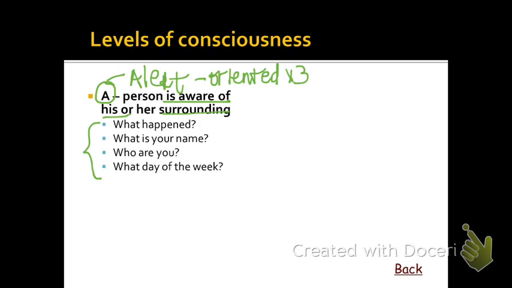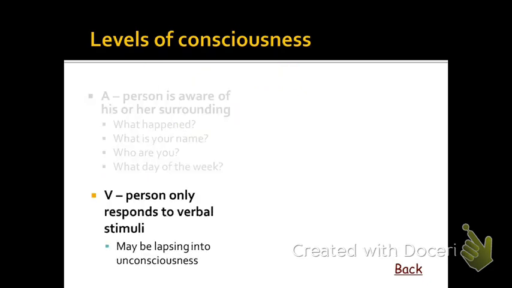Now, if we encounter a patient who is not alert, then the next step is to figure out how unalert they are. And so now we'll start talking about specific orientations. The first one is a person who is disoriented and only responds when spoken to. So we say that he or she responds to verbal stimuli.